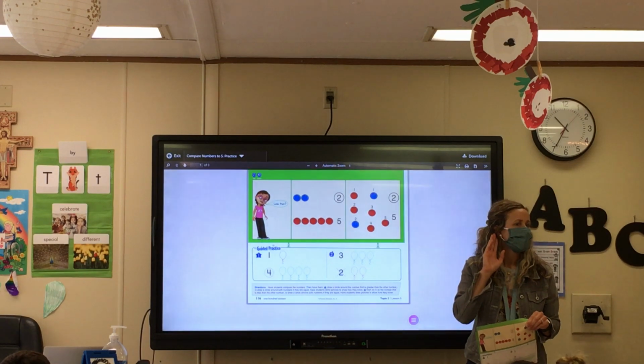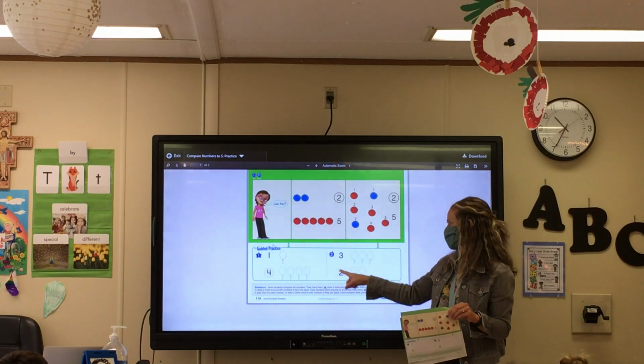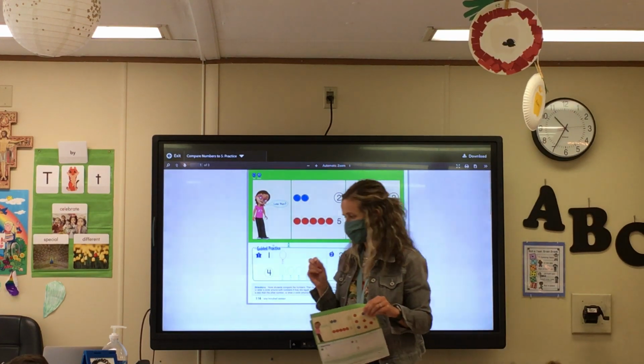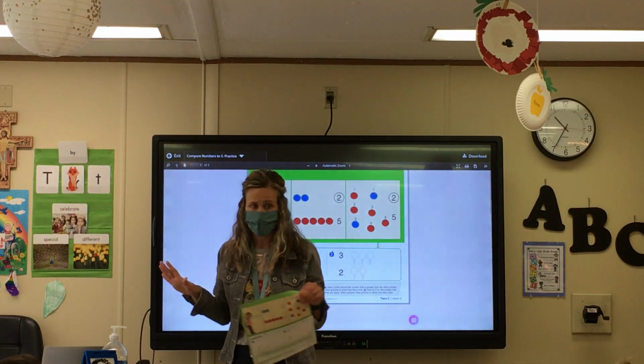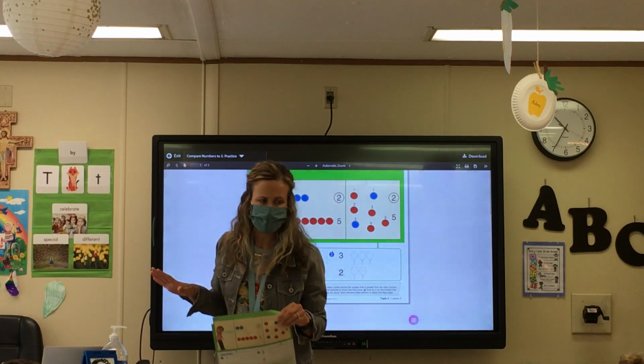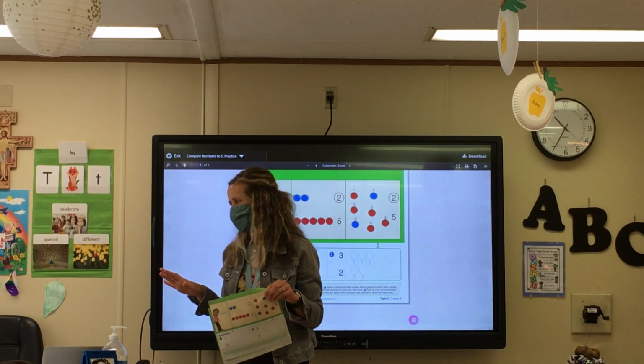What does it say again? 2. Very good. So trace over their X on the 2 because they are correct. 2 is less than 3. Put an X on it. None of these numbers were equal, right? Kindergarten, hello, are any of them equal? No. All right. Thank you.